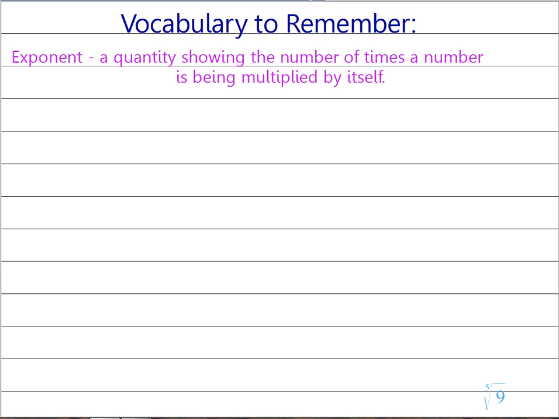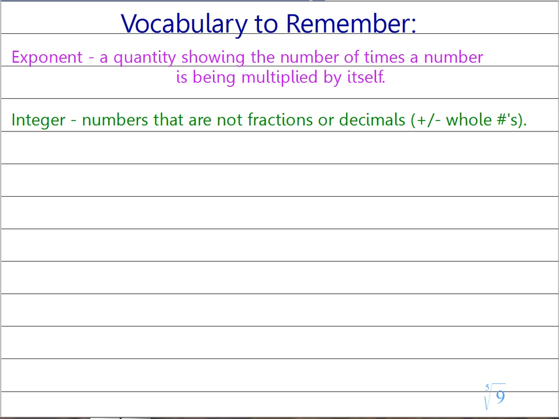First of all, the exponent, remember, is the number showing how many times you multiply something by itself. Then we have an integer, which are numbers that are not fractions or decimals. They are the positive and negative whole numbers.